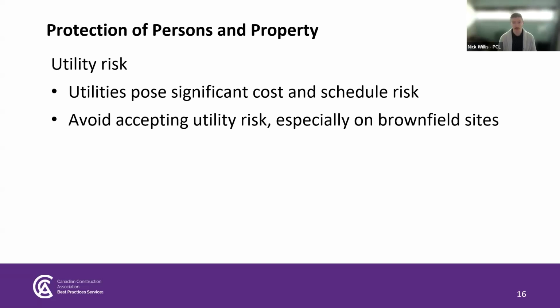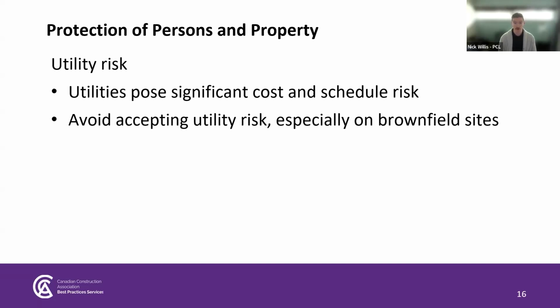So the next category we'll discuss is protections of persons and property. And we'll start off by talking about utility risk. Utilities can pose significant cost and schedule risks on construction projects. Encountering unexpected utilities often leaves contractors at the mercy of utility companies who don't typically care about the contractor's schedule obligations. Contractors should avoid accepting utility identification and relocation risk at all times if possible, but especially on brownfield sites, congested sites, or where there is a lack of clear background utility data.